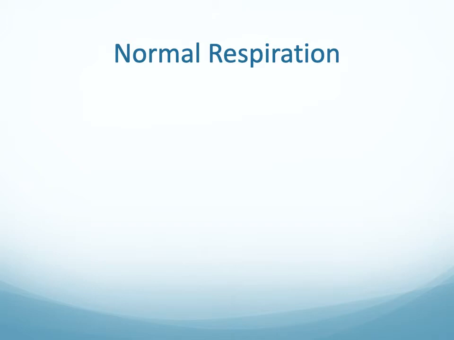So normal respiration involves having normal brain function, normal respiratory muscles, normal cardiovascular system, normal lungs, normal neuromuscular junction, and also we need to have a thoracic cage that's normal. Normal breathing involves negative pressure respiration, and so that means that the pressure within the thoracic cavity drops to below atmospheric pressure, and that is what draws air into the lungs.